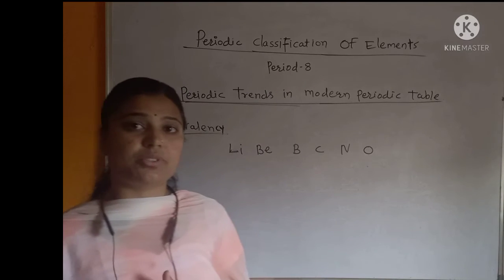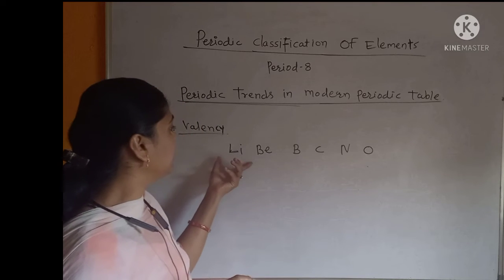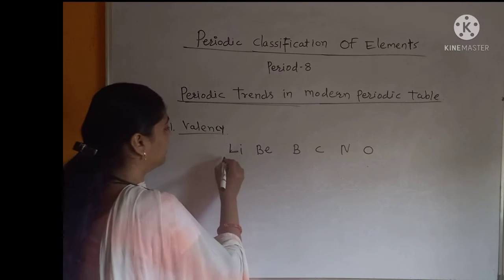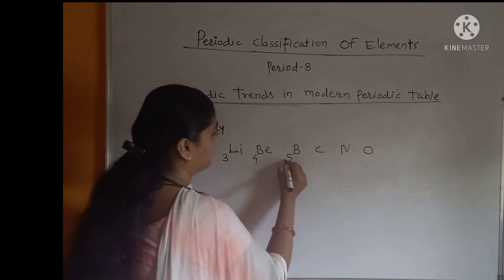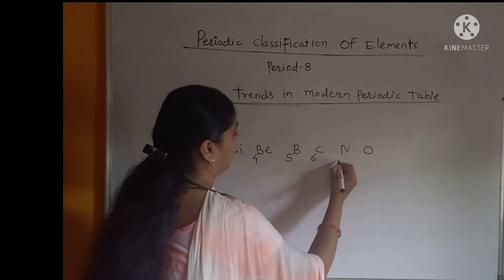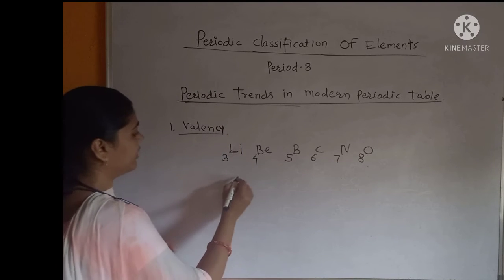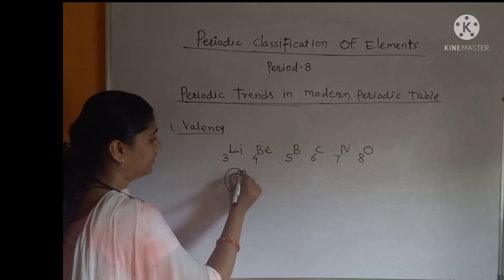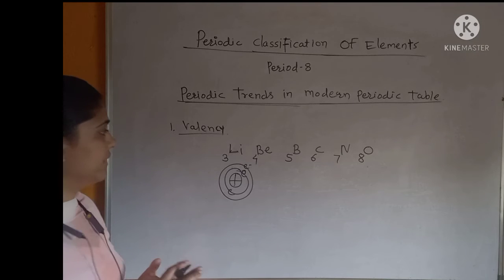So we require more study for this comparison. Hence we consider the second period elements like lithium, beryllium, boron, carbon, nitrogen, oxygen. The atomic number of lithium is 3, beryllium is 4, boron is 5, carbon is 6, nitrogen is 7, and oxygen is 8. When we see the electronic configuration of lithium, 2 electrons are there, and in the last orbit only 1 electron, so it easily donates 1 electron.